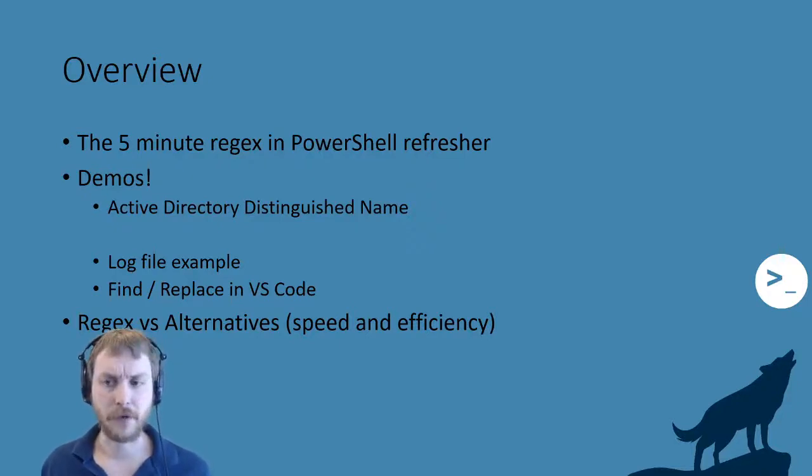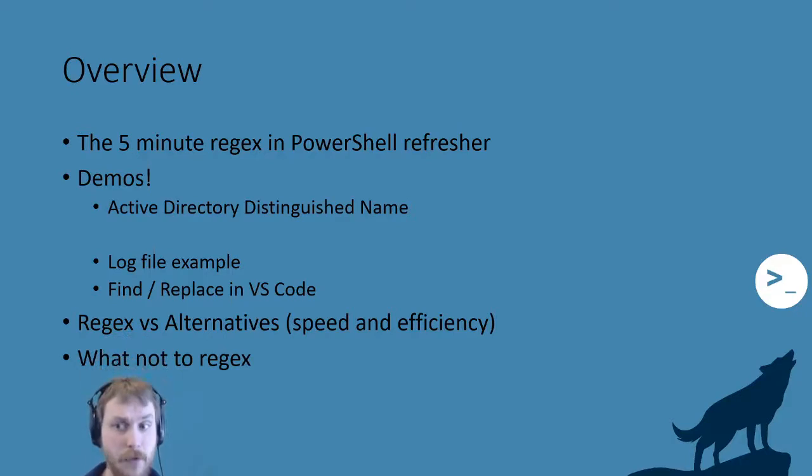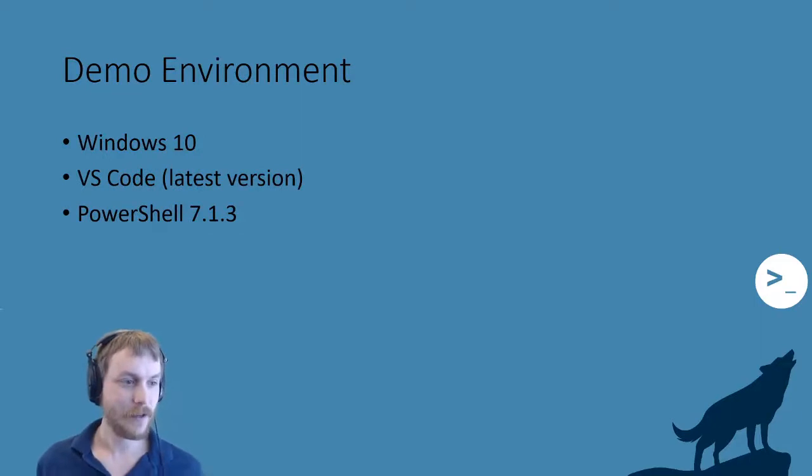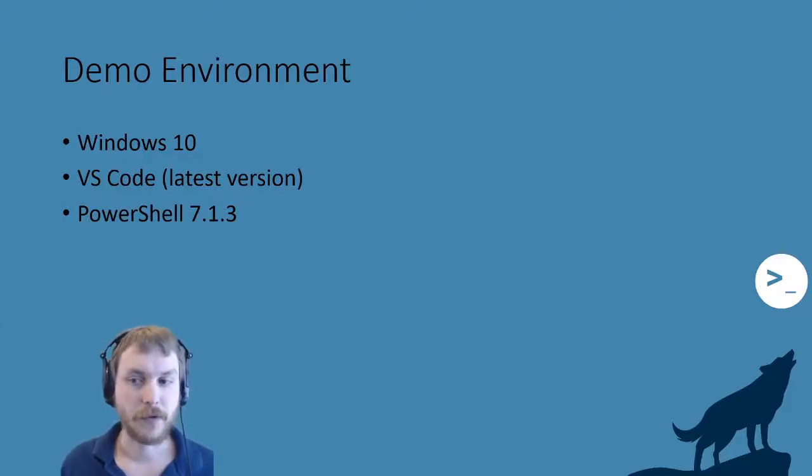We'll get into speed and efficiency when it comes to using regular expressions versus some alternatives. And finally, the last thing we'll cover is what not to regex. Believe it or not, there are things that you should not regex, and I've learned this the hard way, so I have some good experience to talk about. And then lastly, the demo environment: I'm running Windows 10, I am using the latest version of VS Code, and doing this all in PowerShell 7.1.3. So let's get into it.